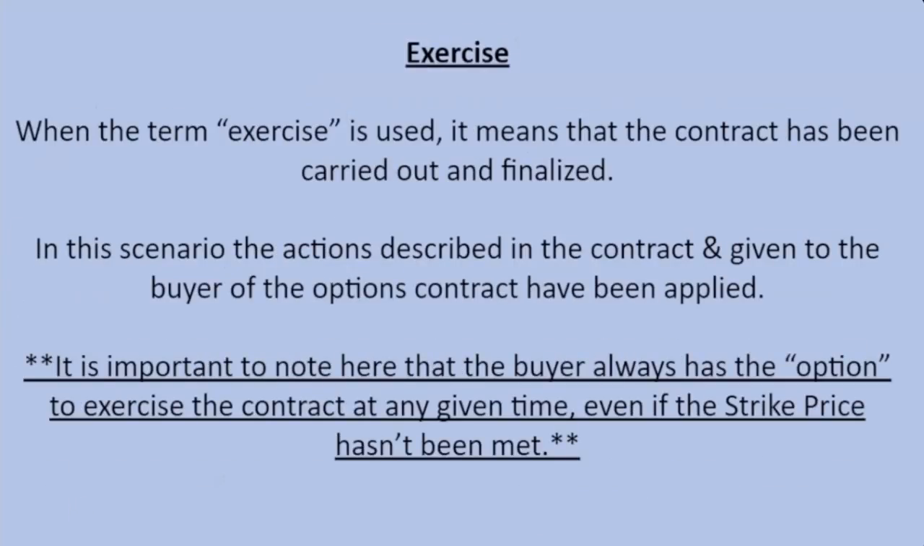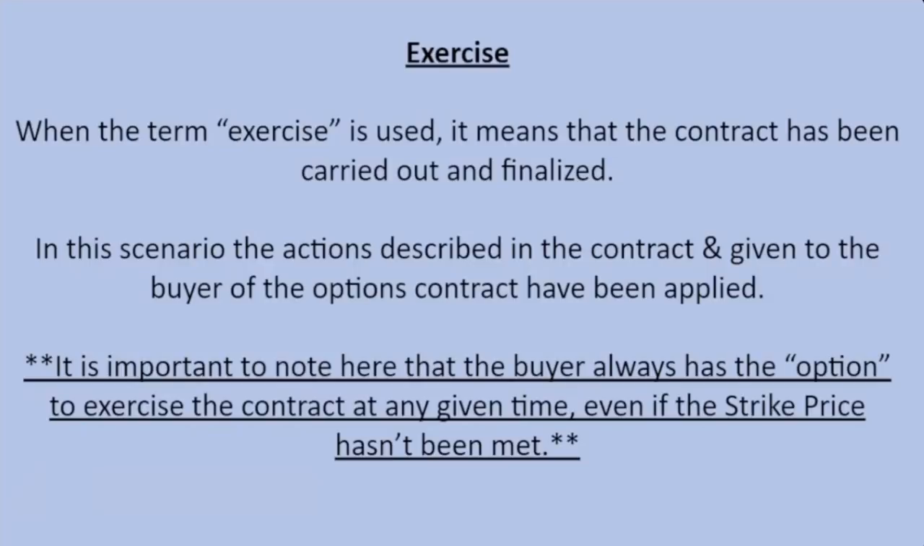All right. When the term exercised is used, it means the contract has been carried out and finalized. In this scenario, the actions described in the contract given to the buyer of the options contract, they've all been applied. So when you have options inside that contract to do certain things, one of them is to finalize the contract. That's what exercise means. It's when it's been applied and the contract is finalized and done.